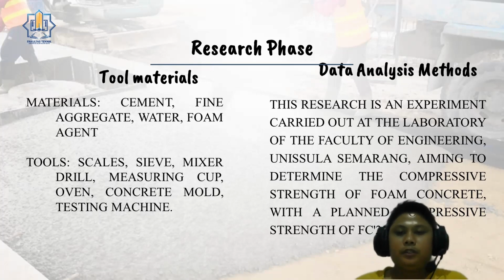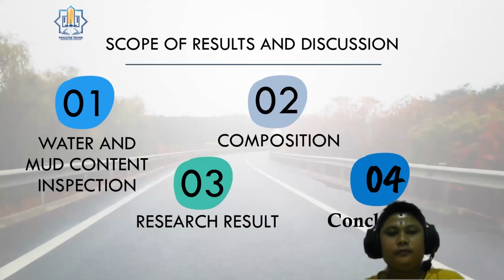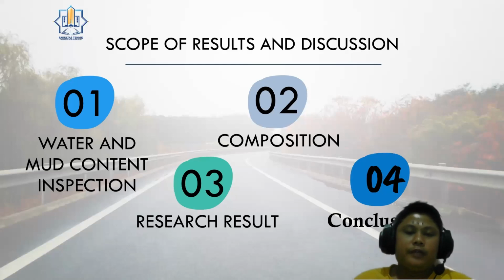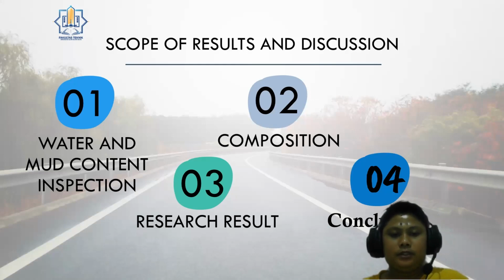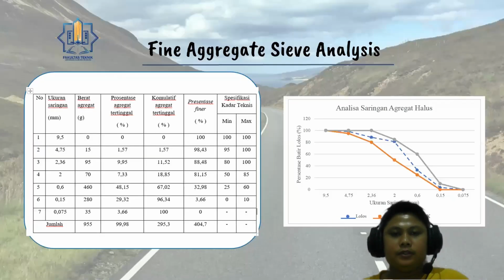This is research and an experiment carried out at the laboratory of the Faculty of Engineering, aiming to determine the compressive strength of concrete with a planned compressive strength of FG20. What are the scope, results, and discussion for this research? Water and mortar content inspection, composition research results, and the scope of the research.